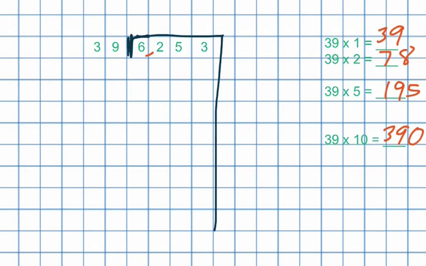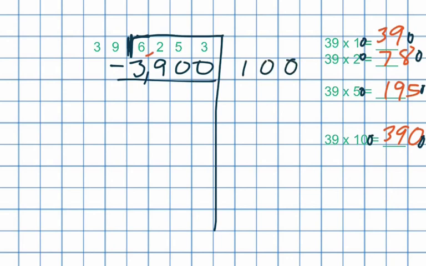All right, just like before, I can add a 0 to the end by thinking of multiplying by 10, 20, 50, and 100. Okay, so the largest chunk it looks like I can take out right now would be 3,900. And that is the same thing as multiplying 39 times 100.